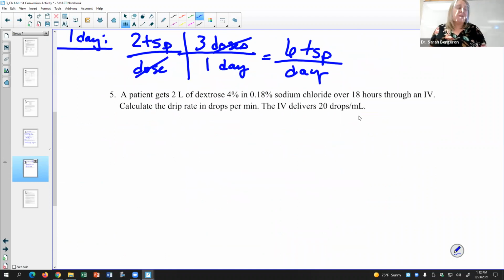Okay. The other kind of dosage calculations were ones that had drip rates for IVs. Remember those? Okay. So in this one, we have a patient that gets 2 liters of dextrose 4%. What's dextrose? It's a sugar, right? In a 0.18% sodium chloride. What is sodium chloride? Salt. Why do we want to give the patient salt?